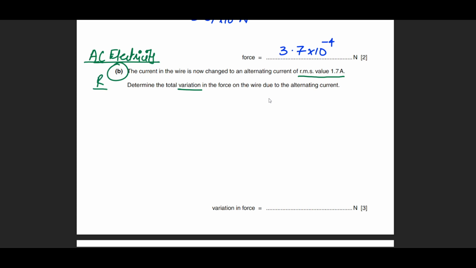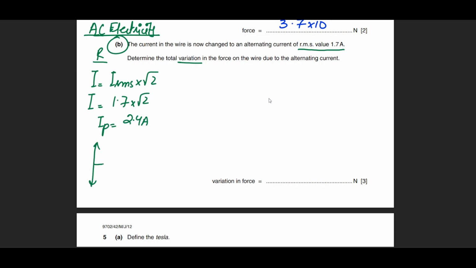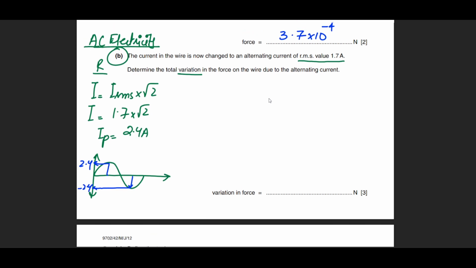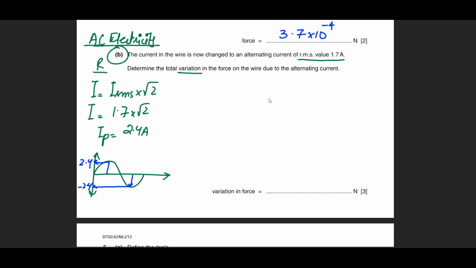So first, if this is the RMS value, let's find out the peak value. The peak value of the current is going to be found by multiplying the RMS value with root 2. So we find out that this is going to be 1.7 multiplied by root 2. The peak value of the current comes out as 2.4 amperes. What does that mean? It means that the current is actually changing in the wire because it's an alternating current. It is changing in such a way that at certain times the peak value of the current is 2.4 and at certain times it is going to be negative 2.4. Okay, so this is the variation of the current itself.